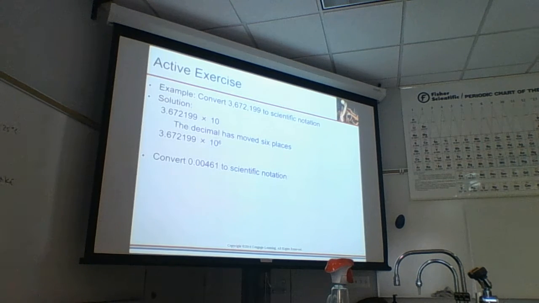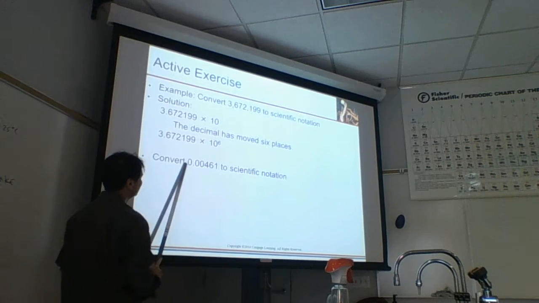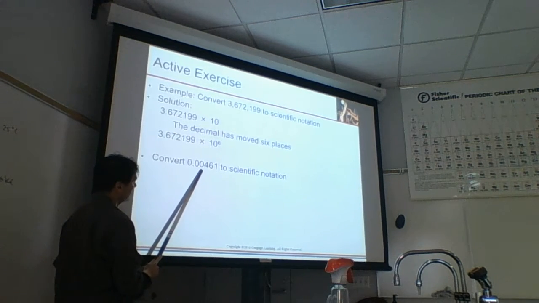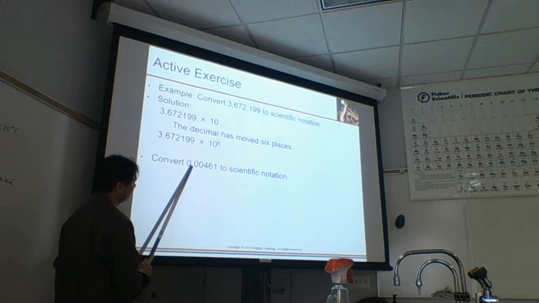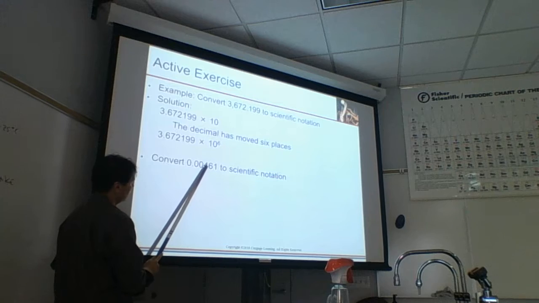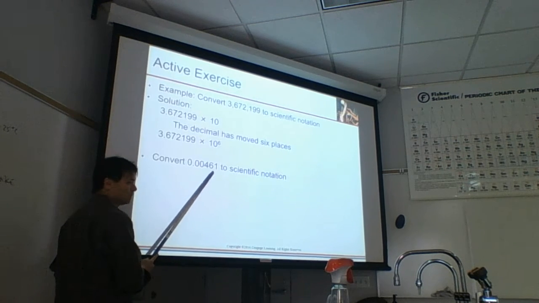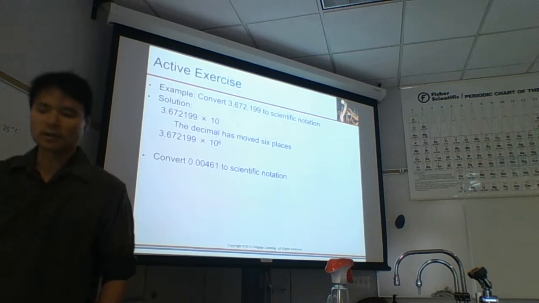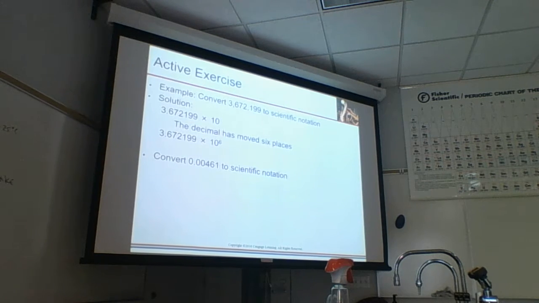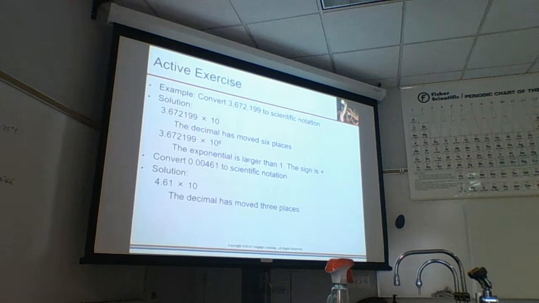In other words, if this number gets smaller, the exponent is going to get bigger. However, this number here is very small, so this number is going to go big. We're going to go 1, 2, 3. And so it's going to be 4.61 times 10 to the negative 3. So the exponent gets small, negative 3. So 4.61 times 10 to the negative 3.